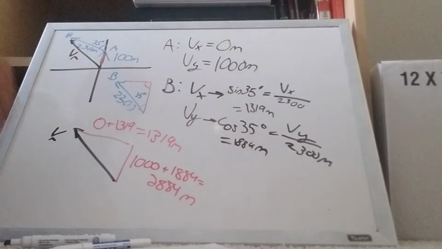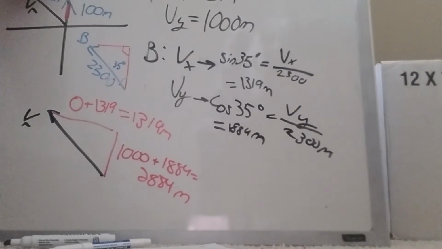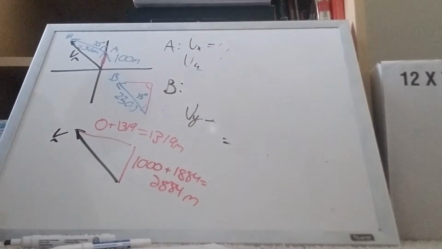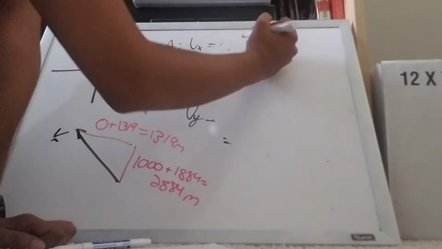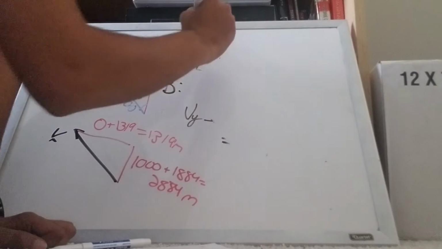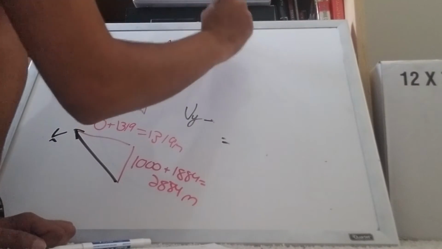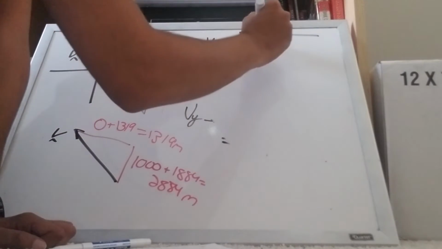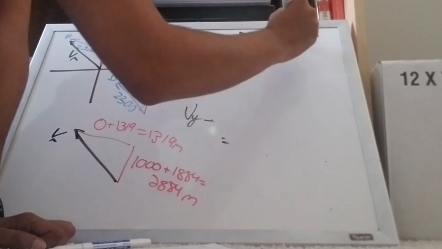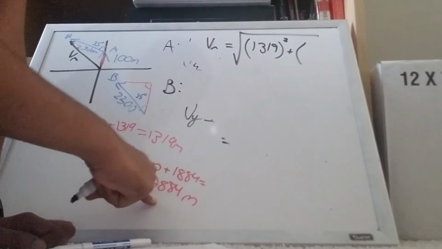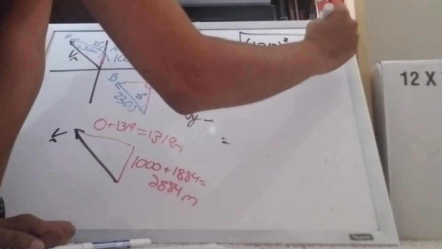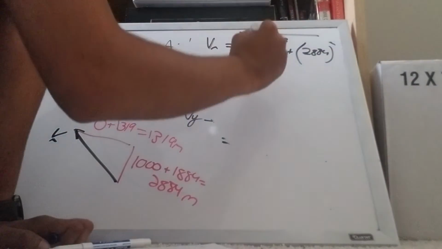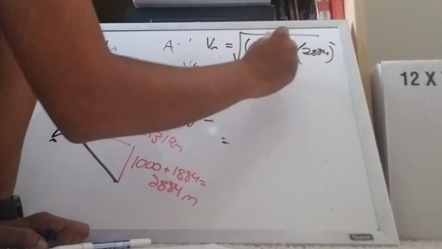If it's okay, I'm just going to clear up some space up here to do that calculation. So we're going to do VR, the magnitude, is equal to the square root, the Pythagorean theorem, of 1319 meters, that's our x, plus 2884, our y. When you put that in a calculator, you're going to get a value of 3,171 meters.